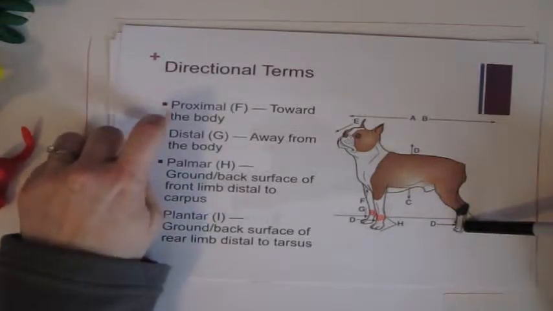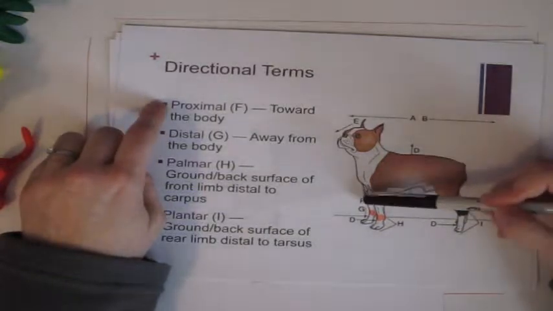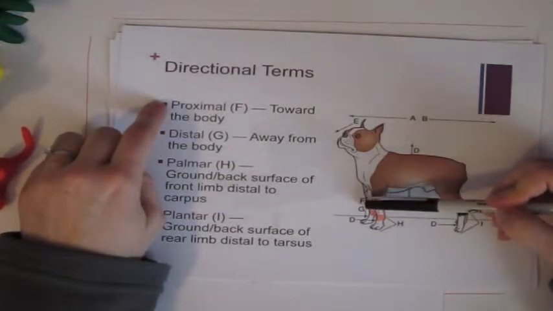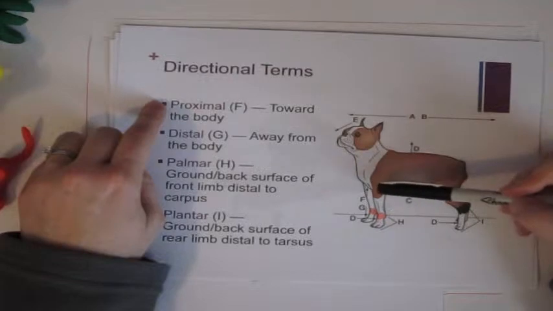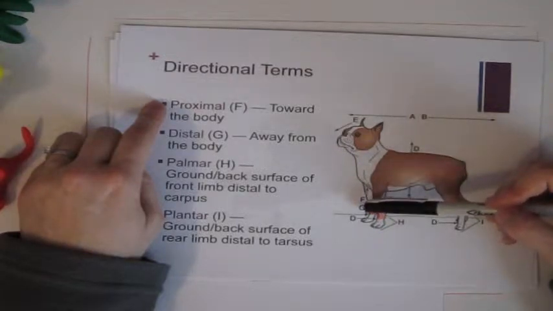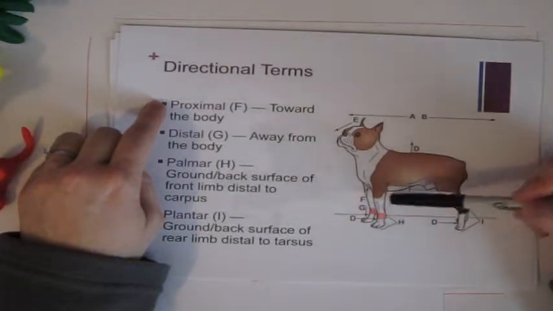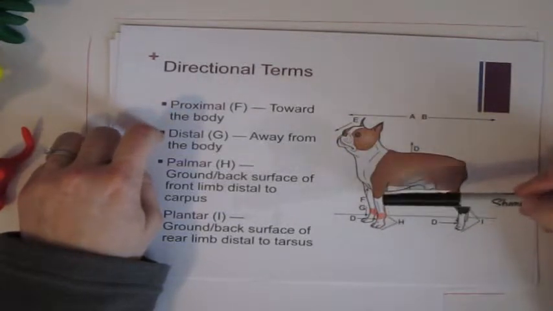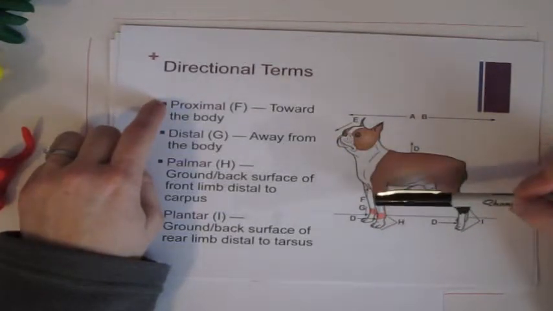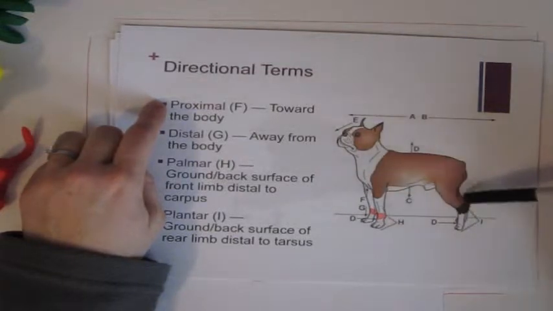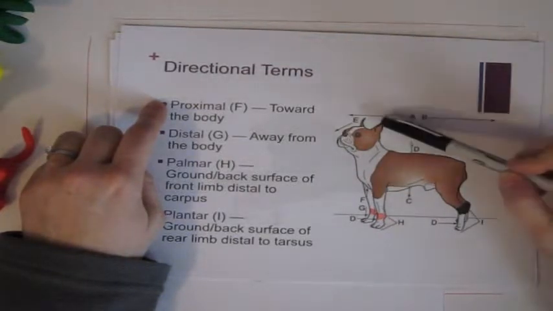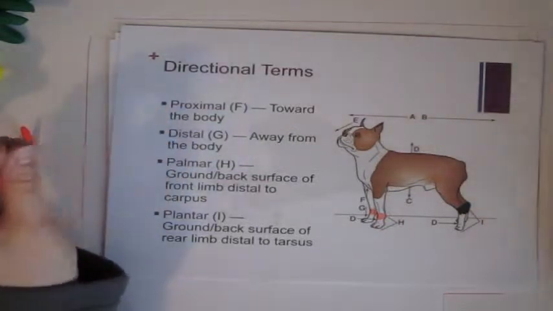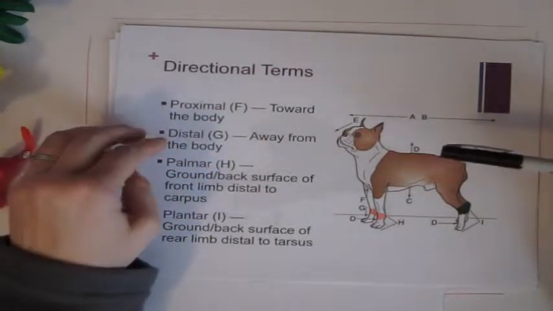So we've already been talking about proximal and distal, which means if you look at A here, anything that is moving towards the body is proximal, anything that is moving away from the body is distal. And usually the terms proximal and distal are used on appendages. They're more commonly used in these areas of the body, or a tail, or maybe even an ear, something that is flowing away from the body.